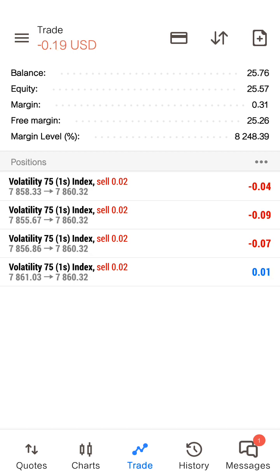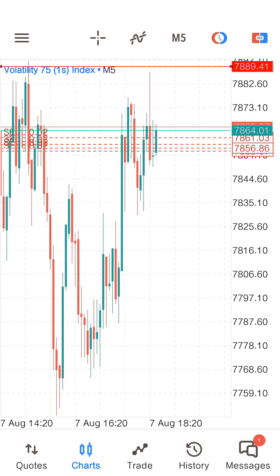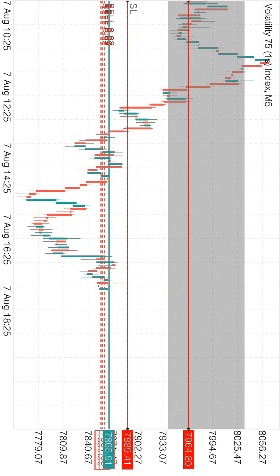I may even add some orders because I was thinking that the lot size I've used is much, but it's not that much, so I might add other orders. So let me first show my targets. Let me show my targets on this time frame.